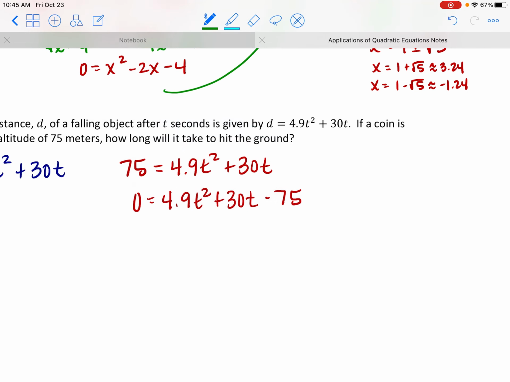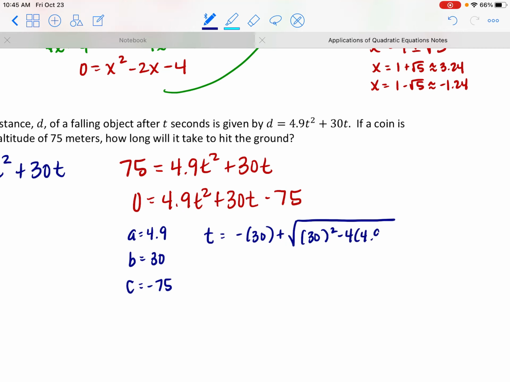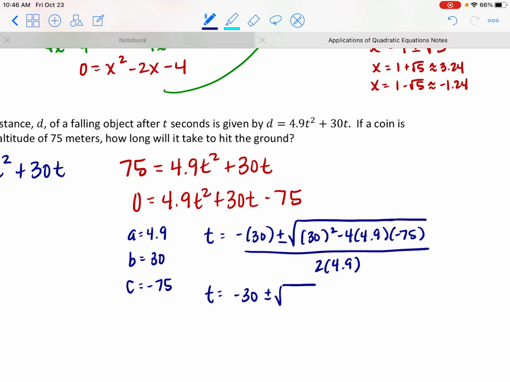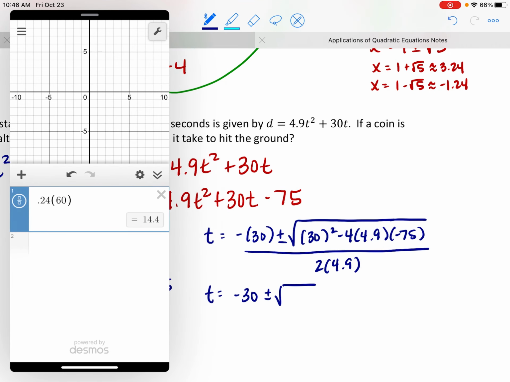So in our formula, a is going to equal 4.9, b is going to equal 30, and c is going to equal negative 75. So t in this case, instead of x, is going to equal negative b plus or minus the square root of b squared minus 4 times a times c, and that's all going to be divided by 2 times a. So t is going to equal negative 30 plus or minus the square root of, let's figure out what we have under the radical there.